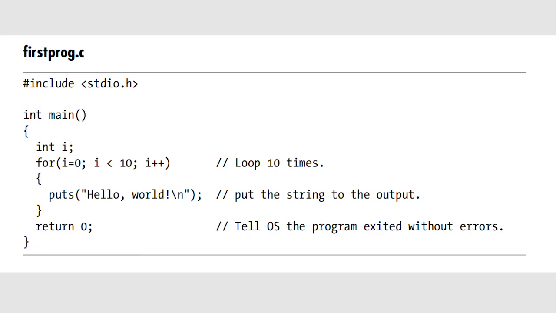So here we have our first C program that we are going to be looking at in this textbook. It is a very simple program. There is a for loop and it prints hello world out 10 times. It is a very innocuous looking piece of code. However, we are going to be dissecting everything that happens behind the scenes.